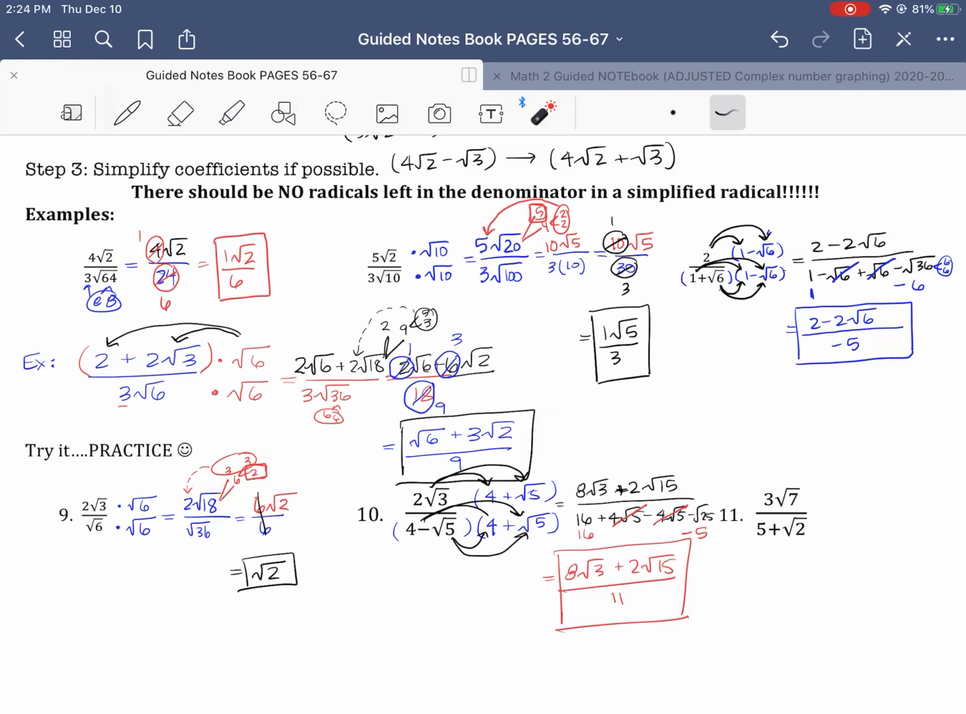Okay, and that's the extent. That's what we do. If there is ever a binomial in the bottom, we want to multiply it by its conjugate. That allows this bottom to simplify to a whole number. And then again, if you can simplify the top, just simplify, simplify, simplify until you're all the way done.